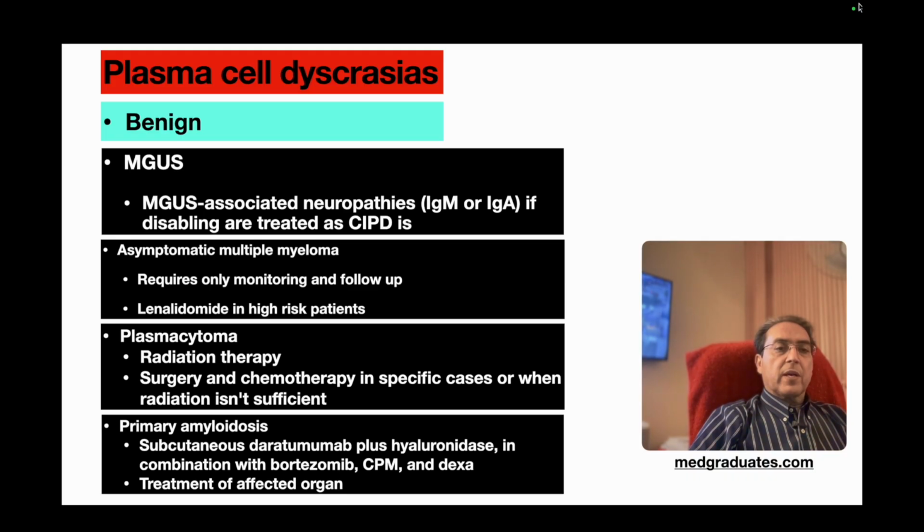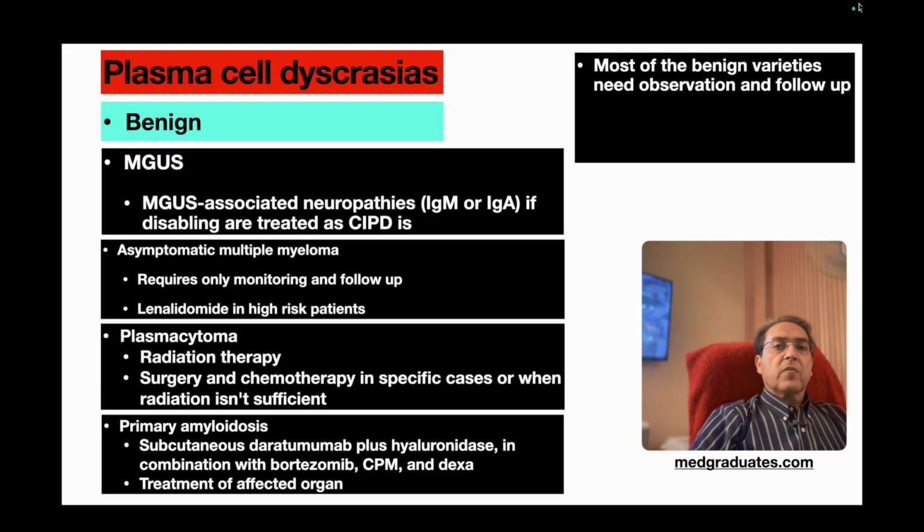And then primary amyloidosis. In primary amyloidosis, subcutaneous daratumumab plus hyaluronidase is used in combination with bortezomib, cyclophosphamide, and dexamethasone. Then the treatment of the affected organ according to the organ involved. For example, if the kidney is involved or if the heart is involved, the treatment is according to the organ failure. And then most of the benign varieties need observation and follow-up. Any signs of degeneration warrant treatment.